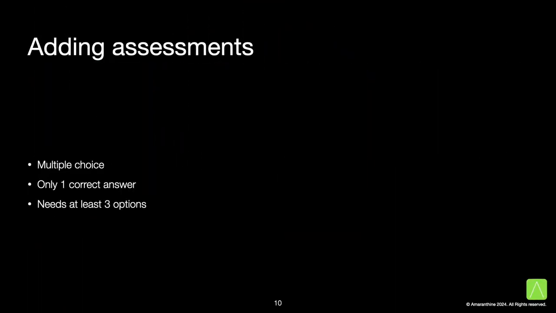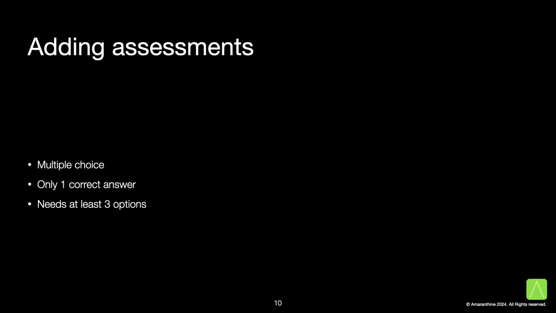A nice feature within tutorials is the ability to add assessments. Assessments are a good way of helping readers determine if they have understood specific aspects of the code well. It's also a good way to drive home key concepts related to the code. There are multiple choice questions with one correct answer, and at least three options need to be provided. Assessments are added to the tutorial and is located at the bottom of the tutorial section.